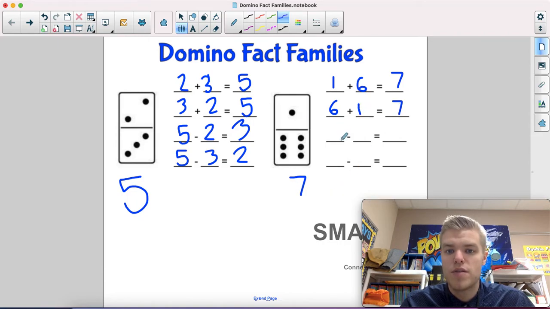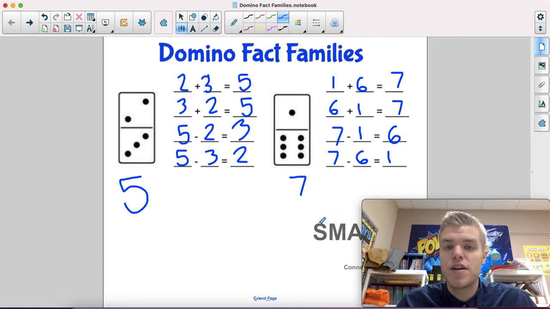Now remember, friends, when we do our minus facts, you need to look at the biggest number of the three. So 1, 6, and 7. Which one's the biggest number? 7, right. So we're going to fill in a 7 first on both of them. And I'm just going to pick my first domino. You can pick your second one to start with if you wanted to, but I always like to pick my first one. So 7 minus 1 equals 6. And now we're just going to flip these two now, and 7 minus 6 equals 1.